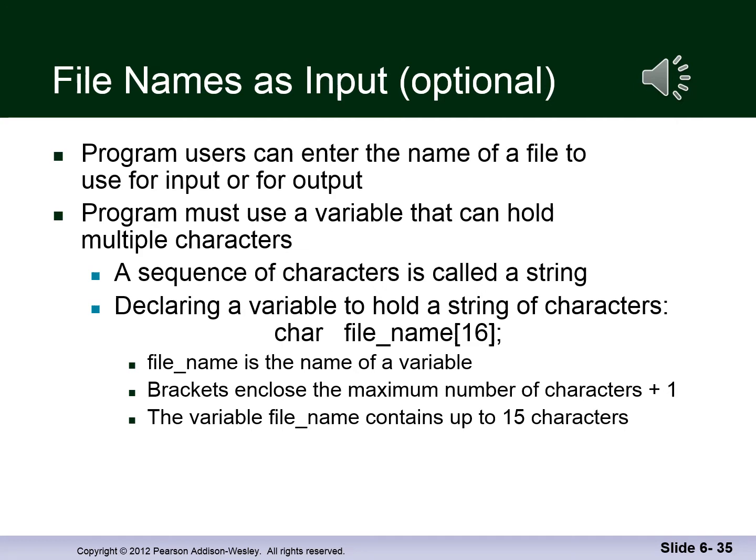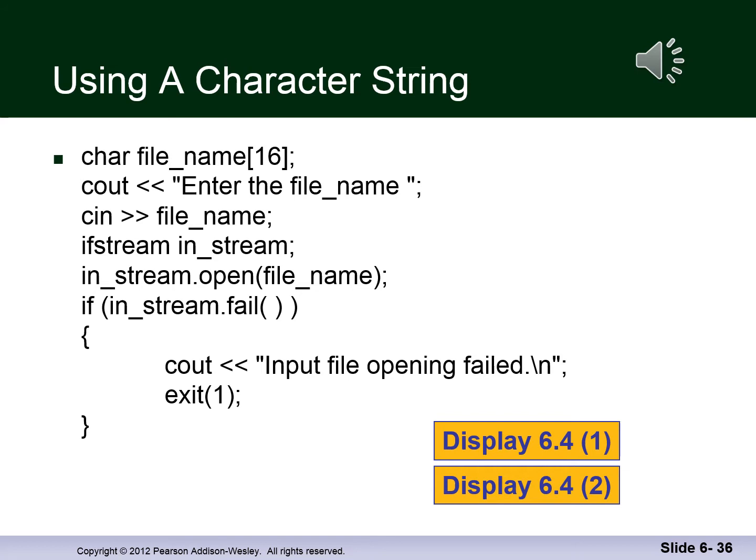Here's an example of some code that uses a character string as an input file name. So we define this string named fileName, maximum 15 characters, it's n minus 1. cout enter the file name, cin fileName, and then we declare input file stream named inStream. We use the open function to connect it to the file name. Now that must be exact, and I strongly suggest you have that fail test in there.